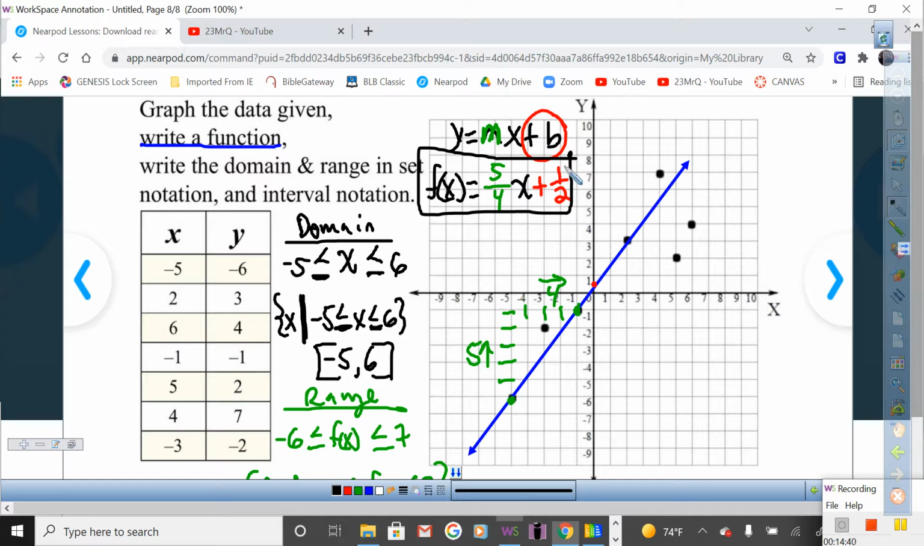All right? Show me the figures from 1 to 5. How comfortable are you with finding domain and range, different notations, and writing your function from a line? Okay, 4s, 5s, 4, 5s, okay. Let's do another one, yeah?